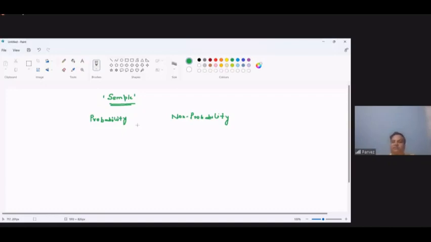This will be a biased one. It means something you are favoring, that only you are going to choose. So these are the two methods we have, probability and non-probability sampling methods. The probability sampling method will be a more systematic and organized way to collect the sample. So in this, we have different types of sampling methods.